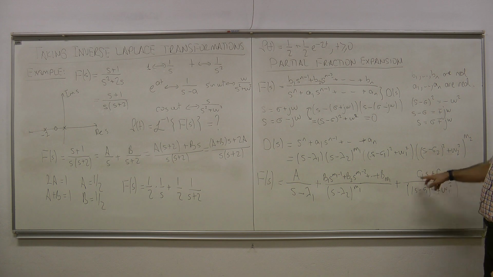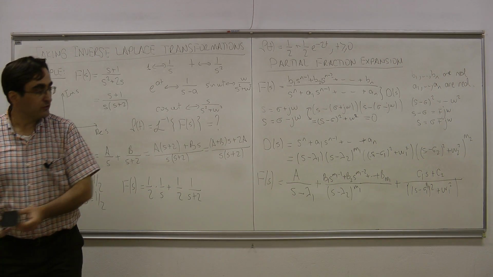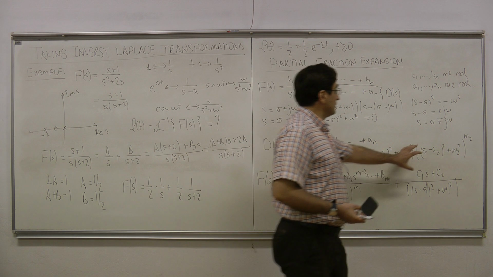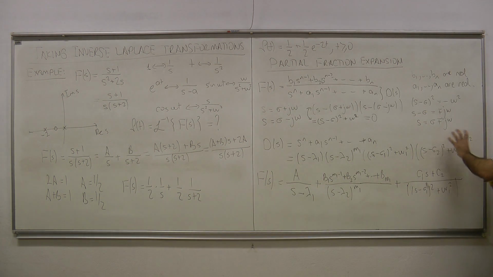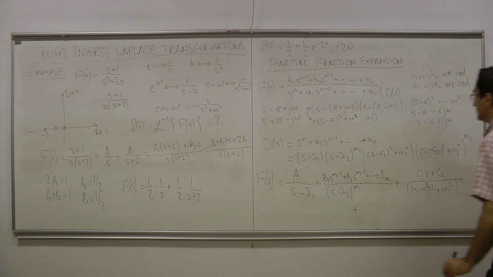As you see here, I have two unknown coefficients, and the number of these coefficients is equal to the order of the denominator polynomial, which is 2. I'm going to continue with the last term here, and this last term I'm going to be adding at the bottom.